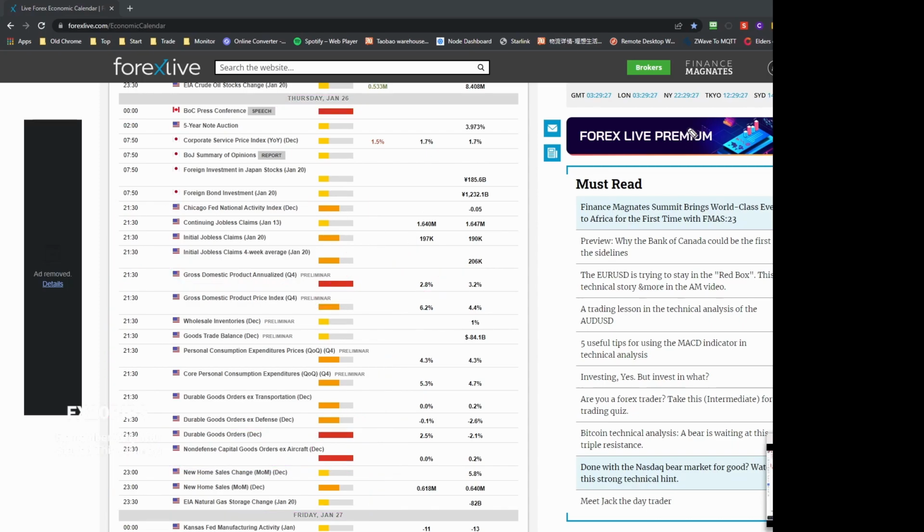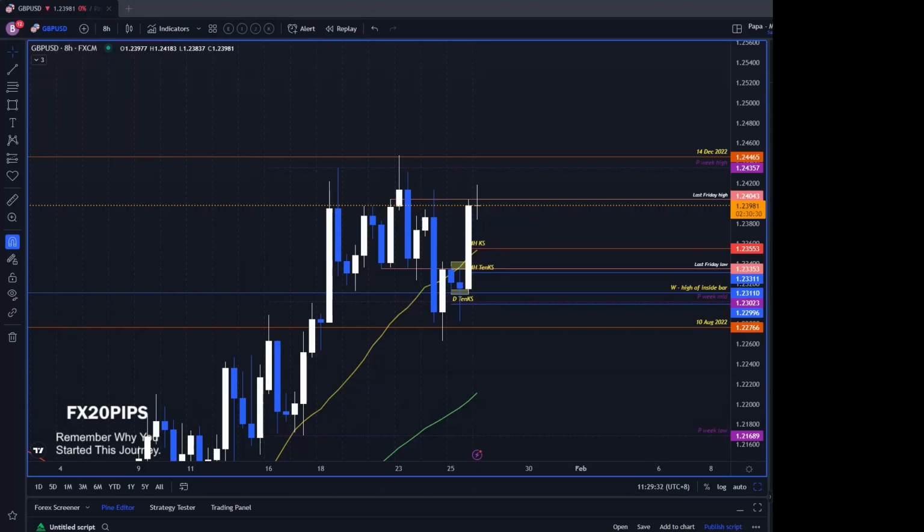So when I say market stagnant, let's go back to the chart. Basically, it means that the market will be ranging today until after the news release. Then you have to follow the candles. Is it going up or going down? I'm currently at this GBP USD 8-hour chart.